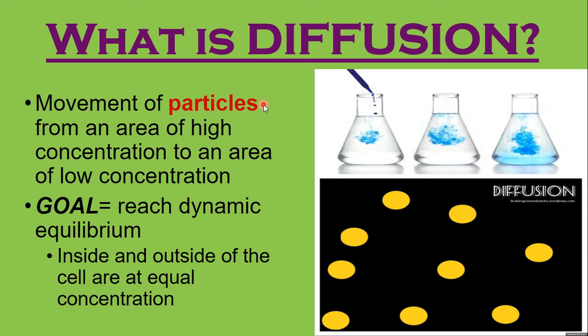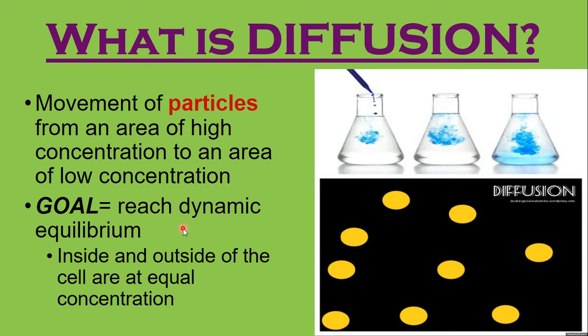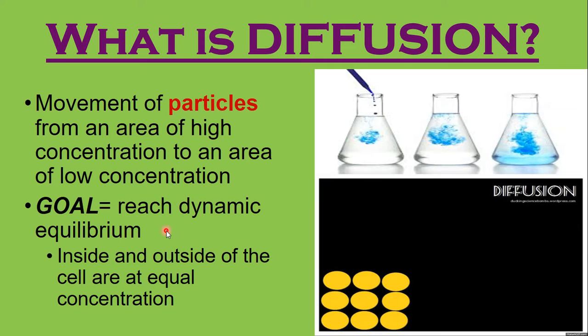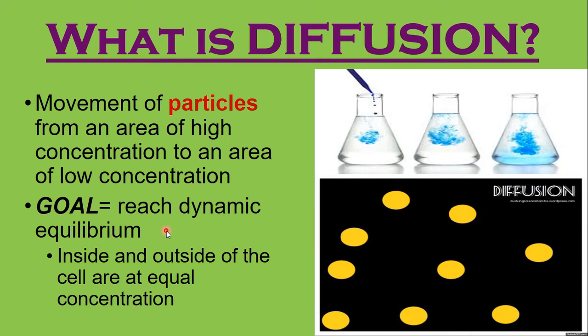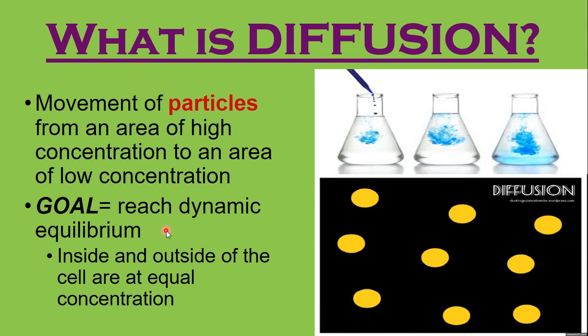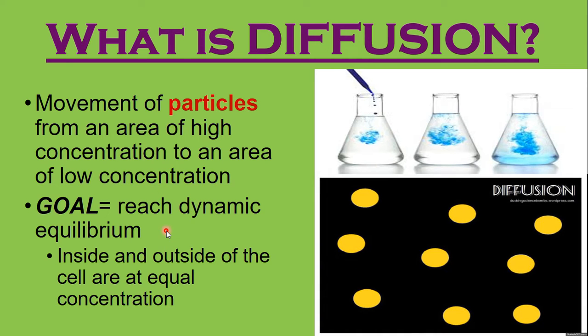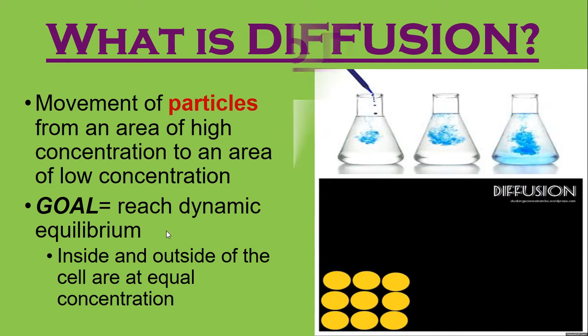The goal of diffusion is to reach dynamic equilibrium. What that means is that each end is equal, so that the inside of the cell is equal to the outside of the cell when it comes to concentration, so that the amount of oxygen inside the cell is the same as the amount of oxygen outside the cell.